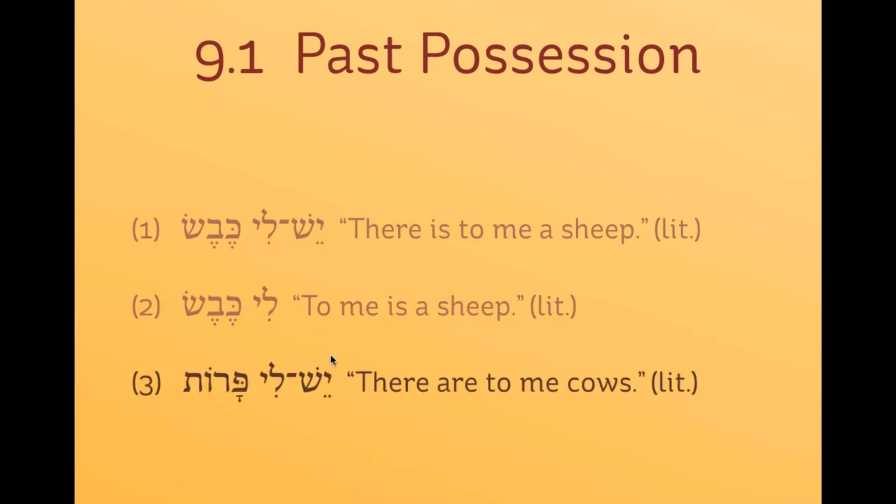Number 3 shows you that yesh doesn't inflect, no matter if the subject here, parot, is plural as opposed to kevis, singular, or feminine as opposed to masculine. No matter what you have, you can always use the form yesh. Yesh li parot means I have cows. So because yesh doesn't inflect, and it's not even grammatically required in a statement, we know that yesh is not a verb. So whatever part of speech we want to call yesh in Hebrew, we know it's not a verb.